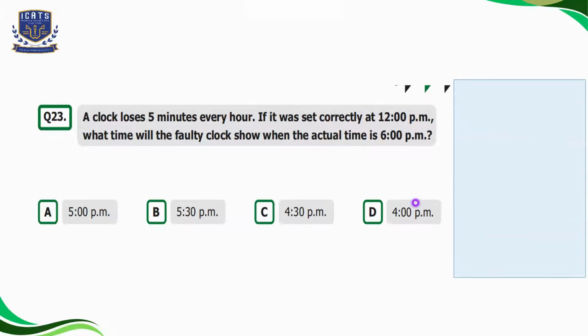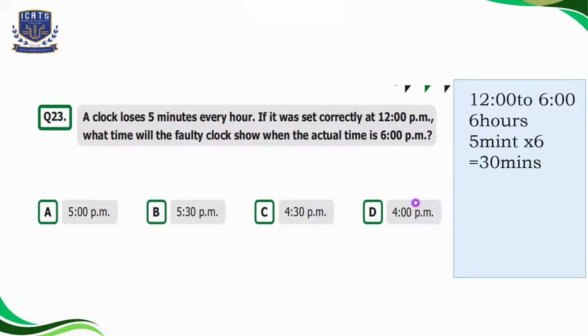As the time is given from 12 to 6 p.m., it means there are 6 hours. And in each hour, the clock loses 5 minutes. So we can multiply 5 by 6, which is equal to 30 minutes. It means at 6 o'clock, the clock will show 5:30 p.m. because of the 30 minutes error. So we will select option B here.